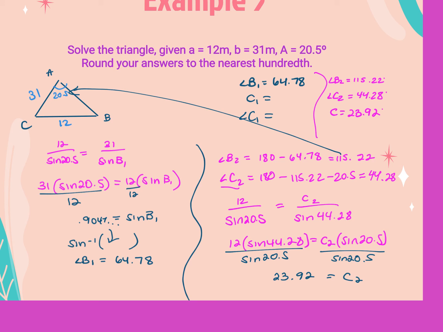Now I have to go back and finish triangle 1. So from triangle 1, I'm still missing both the C's. For angle C1, I'm going to subtract 180 minus the 20.5 I'm given, minus B1, which is 64.78. And C1 equals 94.72.